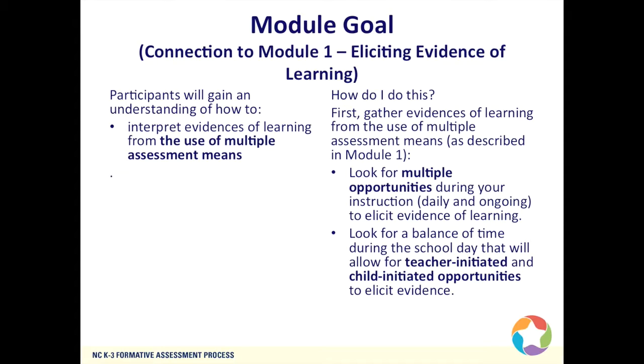First, we have to gather evidences of learning from the use of multiple assessment means as we learned in Module 1. So we want to look for multiple opportunities during instruction, daily and ongoing, to elicit evidence of learning. We also want to look for a balance of time during the school day that will allow for teacher-initiated and child-initiated opportunities to elicit this evidence.